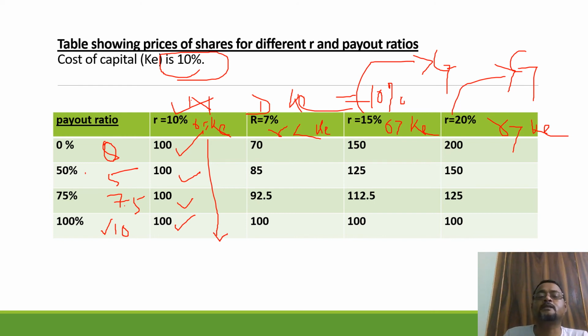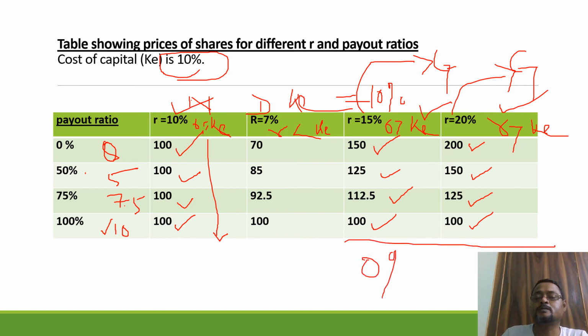But if R is greater than KE, in both these cases you can see the lowest dividend brings the highest prices, and the stock prices decline as you go on increasing dividend. Because for the growth firm, Walter's model was of the opinion that optimal policy is 0% payout. So when you pay the highest dividend, the stock prices are the lowest, and when you pay the lowest dividend, the highest stock prices are achieved. Because here the investors know that R is much greater than KE, so they are going to generate higher returns in coming years. So most of the profits have to be capitalized and reinvested.